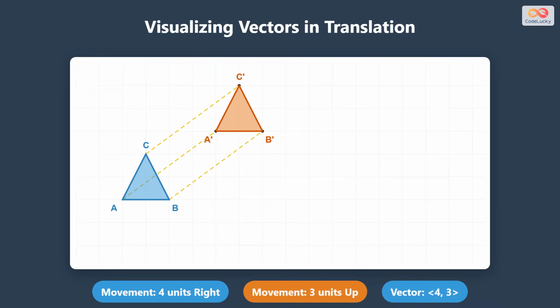Here is a visual example. Notice how the triangle slides to the right and up. We can represent this movement with a vector. In this case, every point moves 4 units to the right and 3 units up. The shape and size of the triangle remain exactly the same.